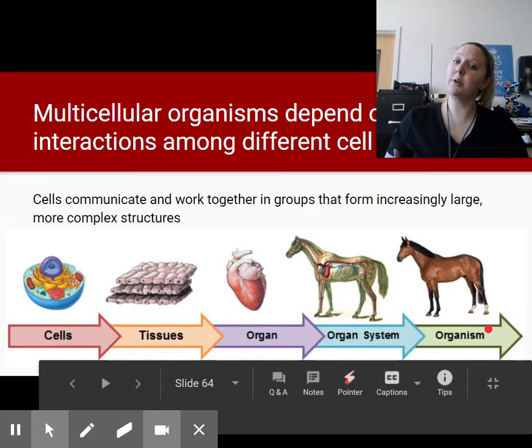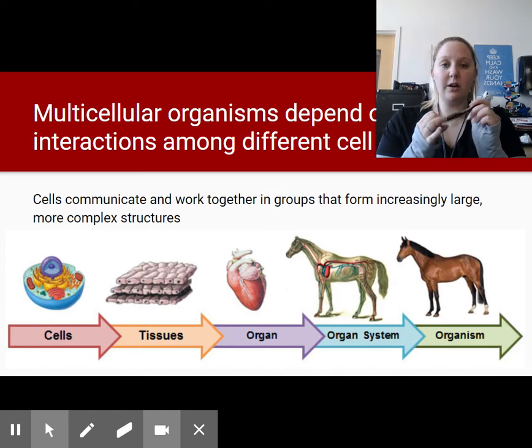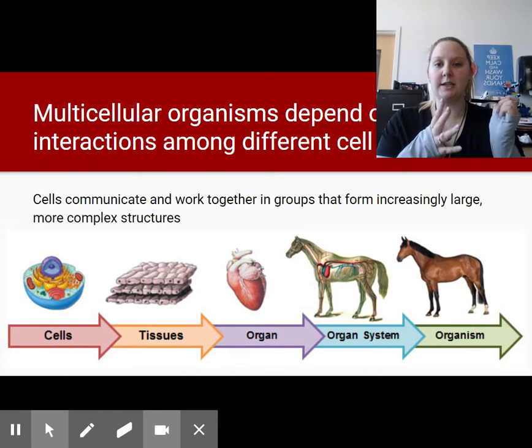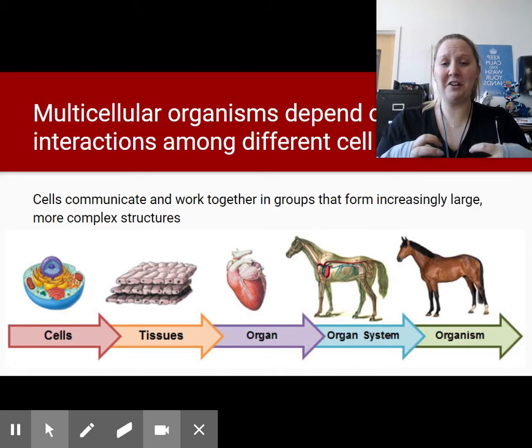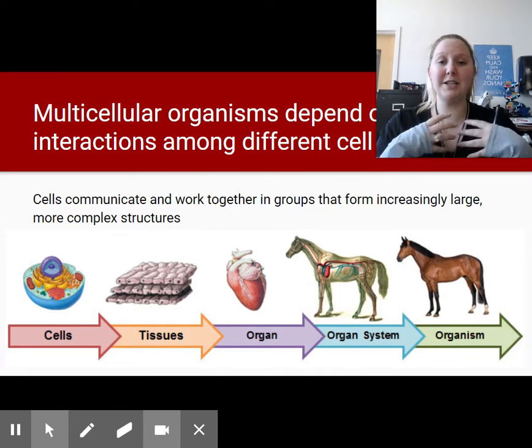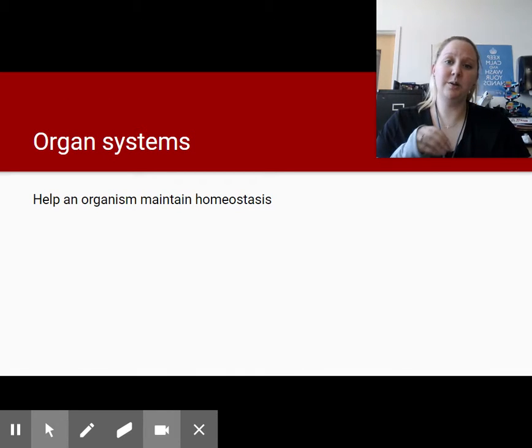If you think of the common organ systems you probably already know, you think of muscular, immune, cardiac, digestive. Those are all systems of organs working together that communicate with one another to keep our bodies healthy. And that helps the organism maintain homeostasis. Homeostasis is a stable internal environment that organisms and cells want to remain in.